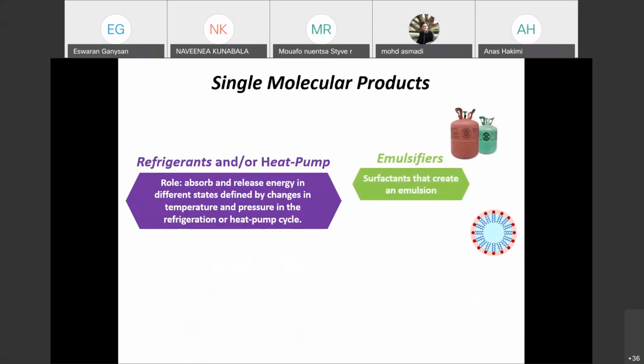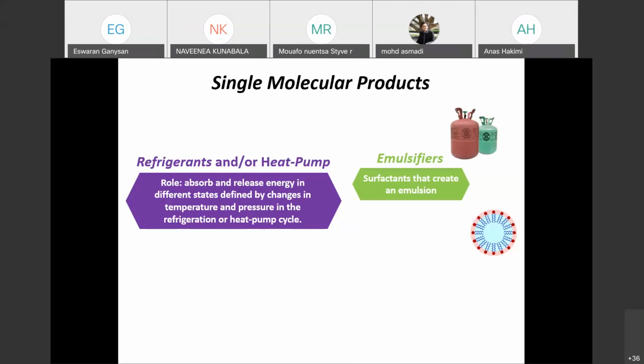If you look here, this is an example of a single molecule product, also known as nearly pure or pure, because we usually use single molecule products. For example, refrigerants. Their role is to absorb and release energy in different states. If refrigerants, I don't remember that one, R134 I think. That is an almost pure compound, so it can change in temperature and pressure in the refrigerant or heat pump cycle.